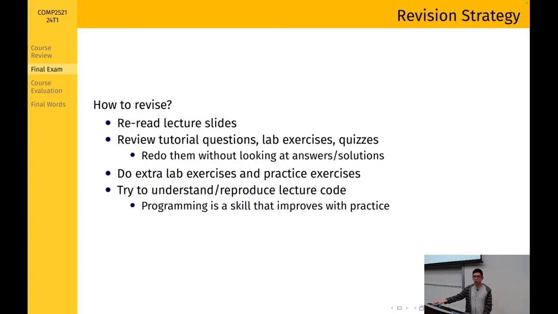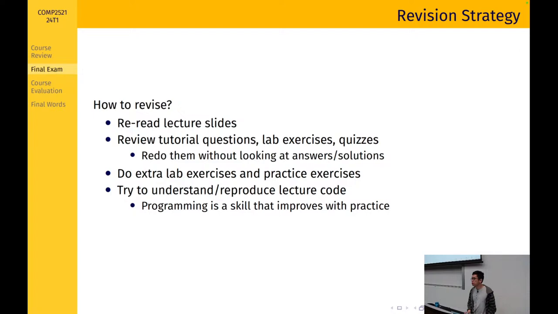Does anyone have any other questions about the final exam? Yeah. Is it possible to submit multiple times? Yes, you can submit as many times as you want during the exam. Your last submission is the one that will be marked. So you can submit Q1 multiple times if you need. Cool. Any other questions?